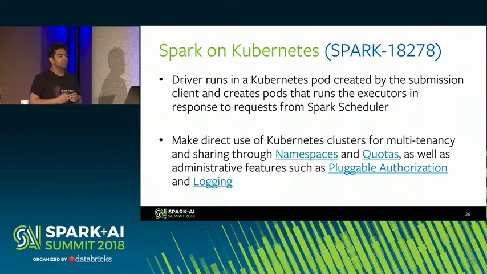Now, in this feature, Spark runs in the Kubernetes pod created by the submission client. And this Spark scheduler can in turn launch or run further executors in these pods in response to the load or the requests. This is pretty natively integrated with the Spark code base. So this means that we can make use of pretty much all the nice DevOps-friendly features that Kubernetes provides, including namespaces, quotas, pluggable authorization, logging, and all these kinds of things.